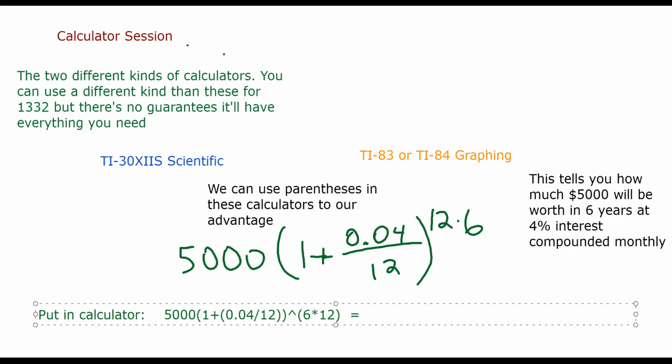Now I'm going to be using a different calculator at the moment, but basically it's going to do this 0.04 over 12 first, which is what you want. It's going to do this 6 times 12 independently to get 72. Then it's going to add it to 1, raise it to that power, then multiply by 5,000. In other words, it's going to do exactly what you want.